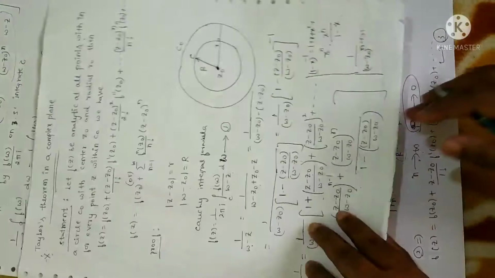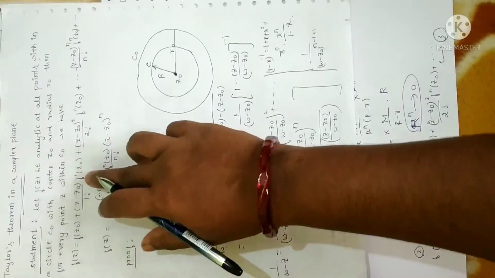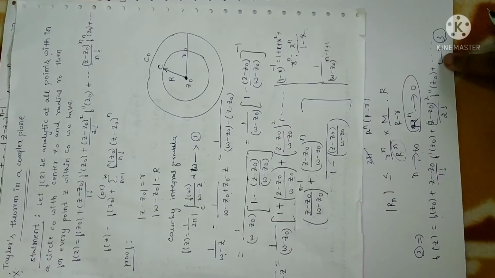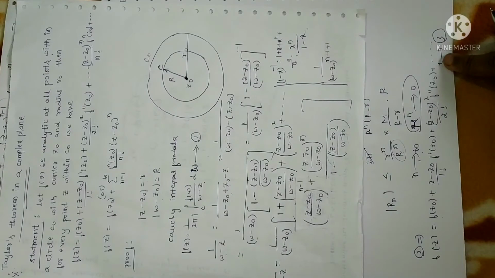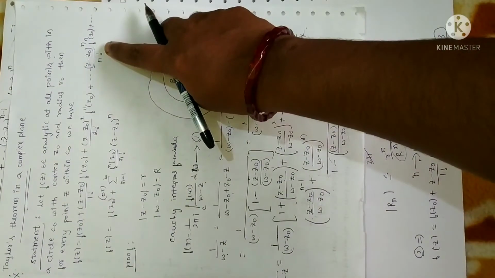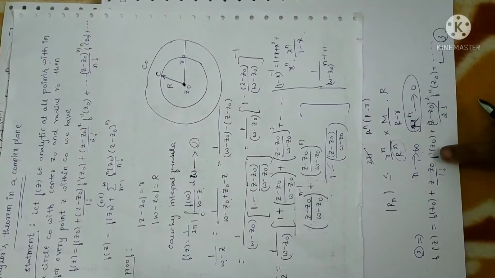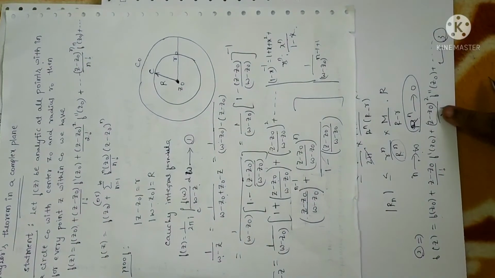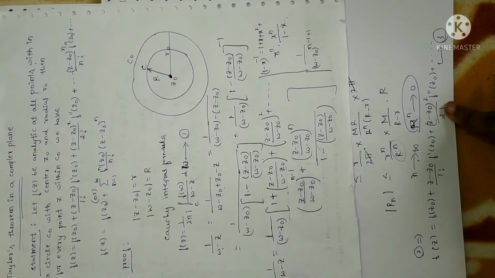And look at the statement here. This is what we are required to prove. Clear? In between there will be the nth term. No need to worry about that. So the first three terms I have written clearly. So this is what the Taylor series expansion is.